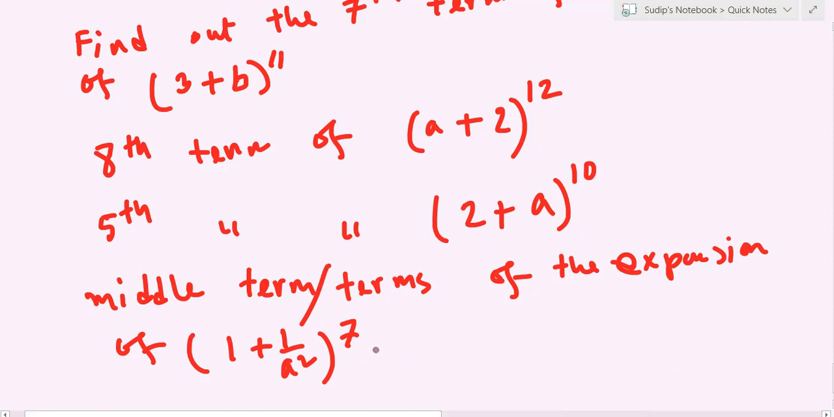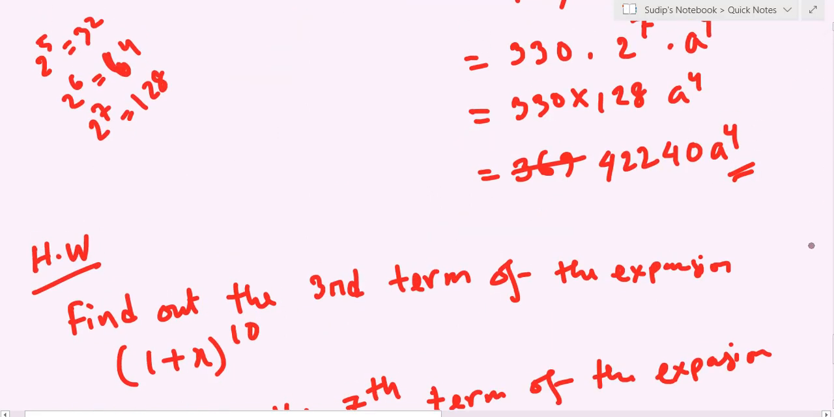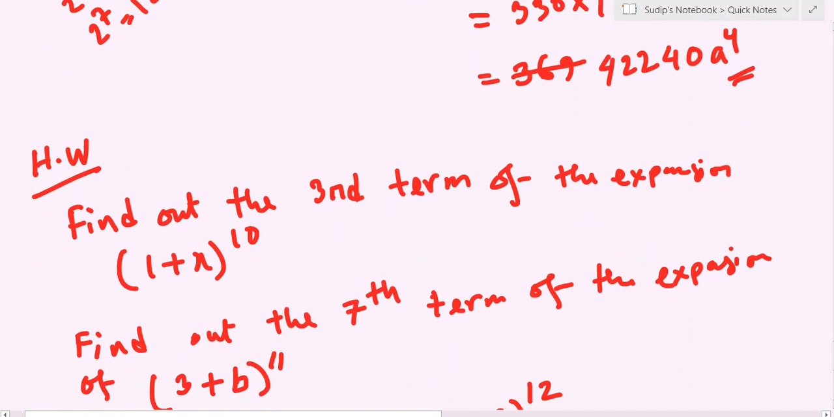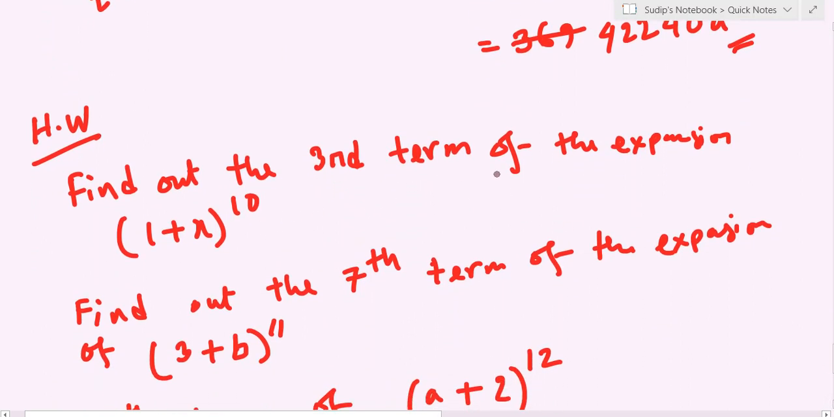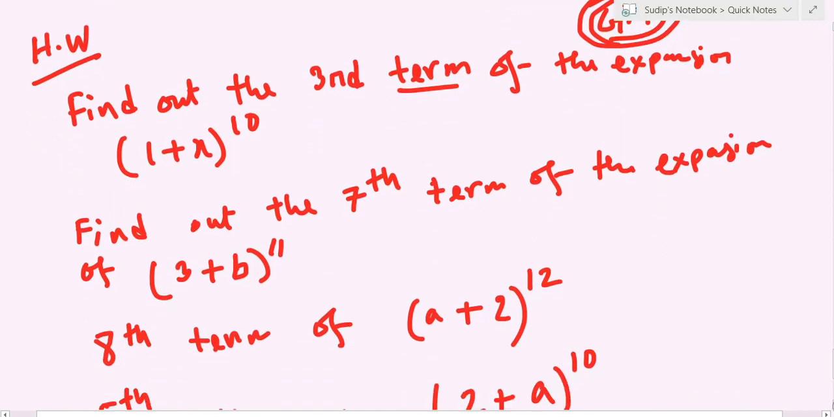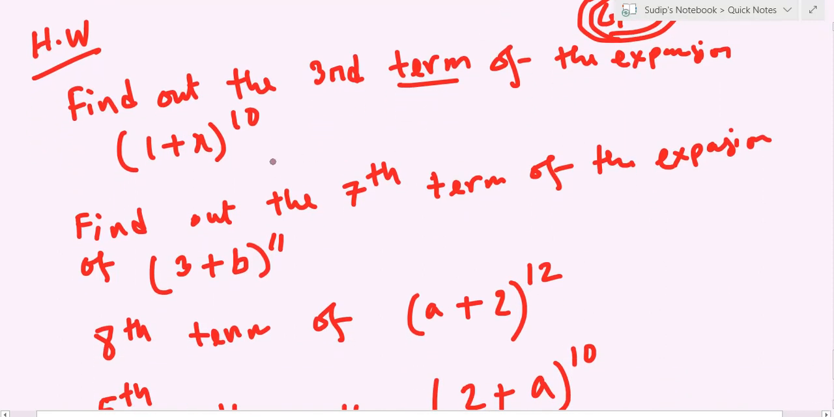Now, will you calculate all of them by yourself? First, calculate without the help of expansion, by the formula or general term. Use the general term to find the terms. Then by expanding the binomial expansion, check whether it is correct or not. So this is all for today.